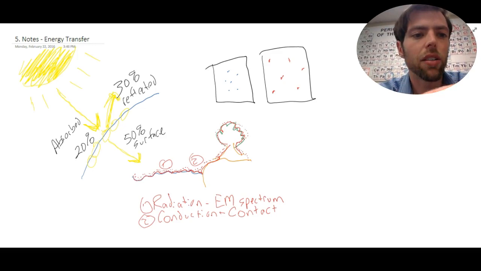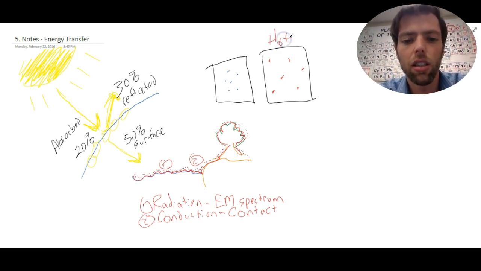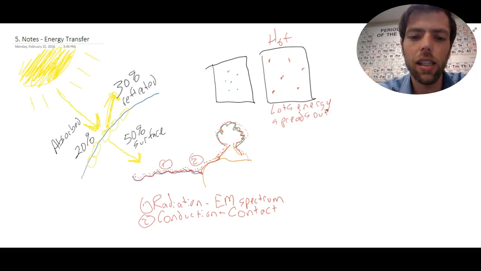went everywhere. And so we're going to say that hot air has lots of energy, so it spreads out. And because it spreads out, and this is the key, it is less dense than cold air.